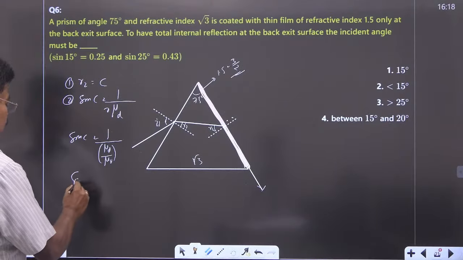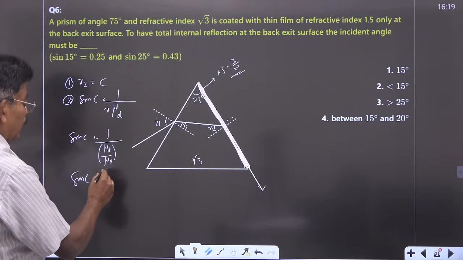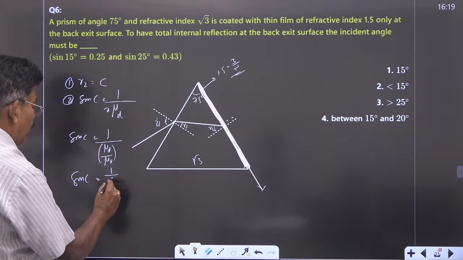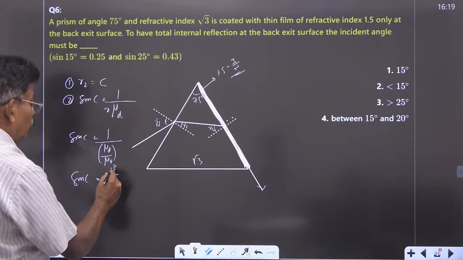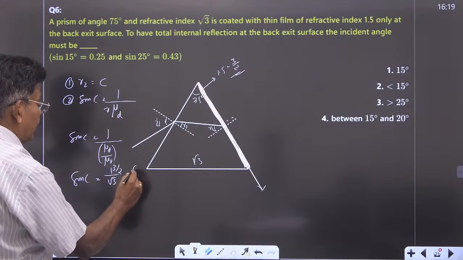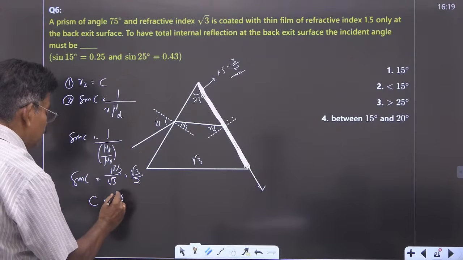What is that? Sine C. Denser medium means root 3, so this will be 1 by root 3. Who will go to the numerator? 3 by 2 will go to the numerator. This is coming to be root 3 by 2. This gives you C is 60 degree.